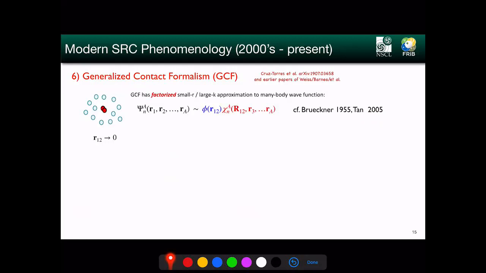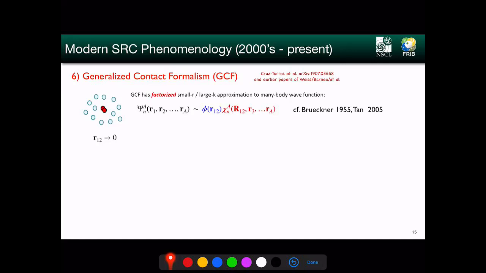But you could say that the key assumptions of this GCF method are really the same ones laid out in this 1955 paper, Bogner, namely the factorization of the many-body wave function in the limit where you've got a pair getting really close to each other in coordinate space, or, if you think in momentum space, the pair has large back-to-back momentum.